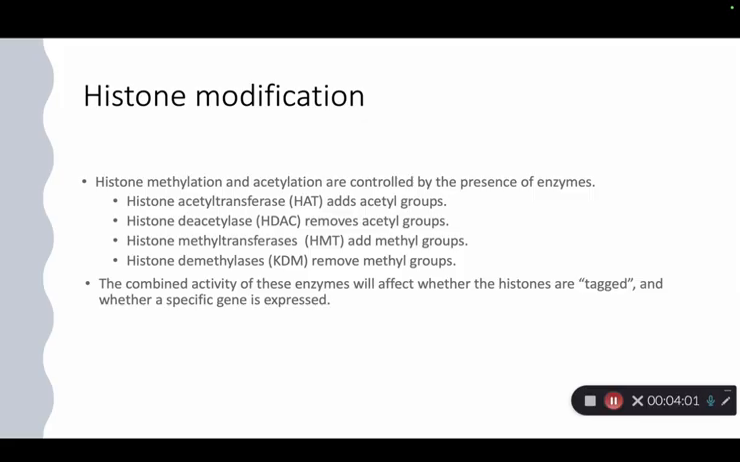We can see some of the enzymes here that can control histone methylation and acetylation. Histone acetyltransferases add acetyl groups, versus histone deacetylase removes an acetyl group. And we can see the same for our methyltransferases and demethylases as adding or removing methyl groups, respectively.